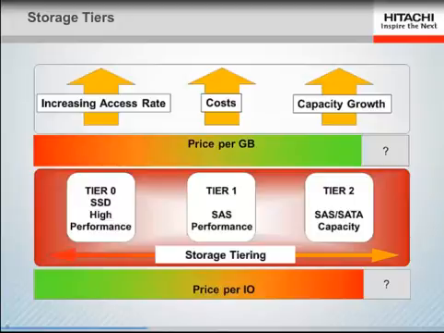So if you need extreme high performance, Tier 0. Your average performance and your average cost would be on Tier 1. And if you need large capacities for, say, archival data or backup data, we would use SAS, nearline SAS, or SATA disks.